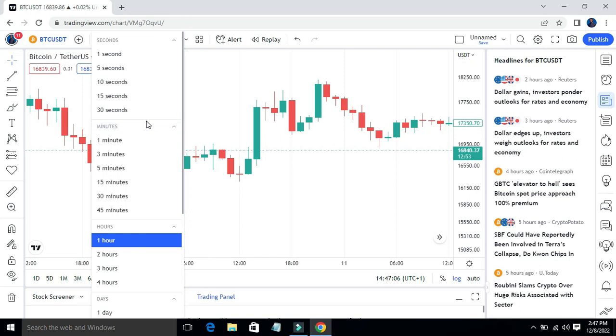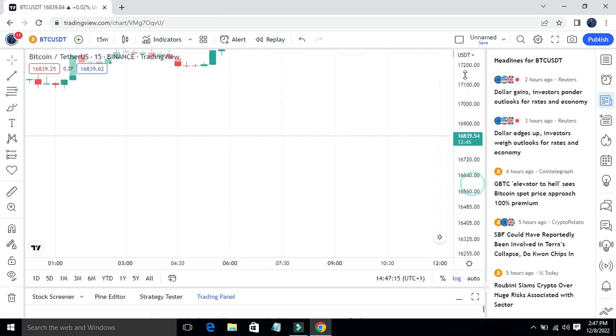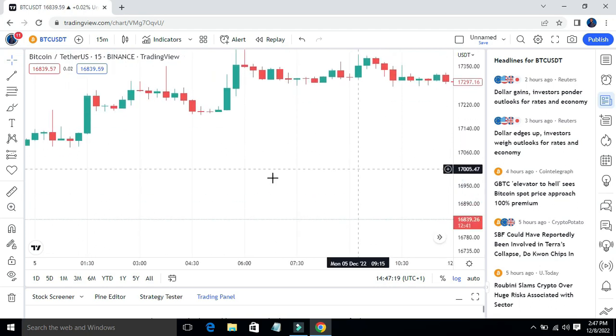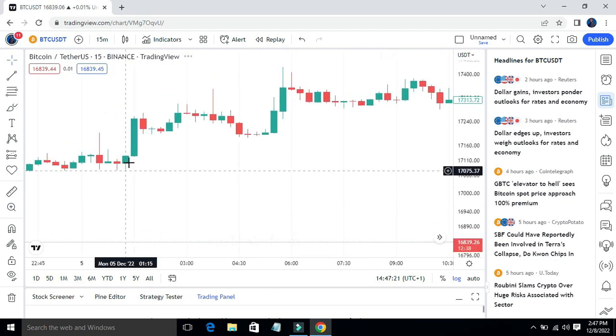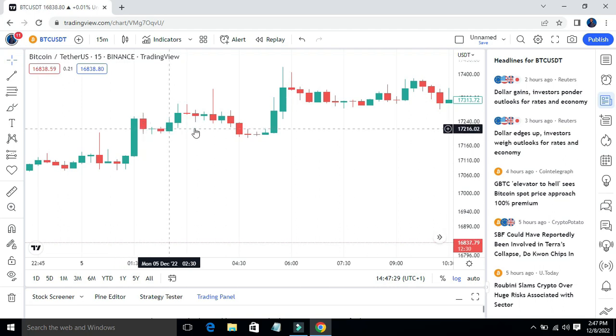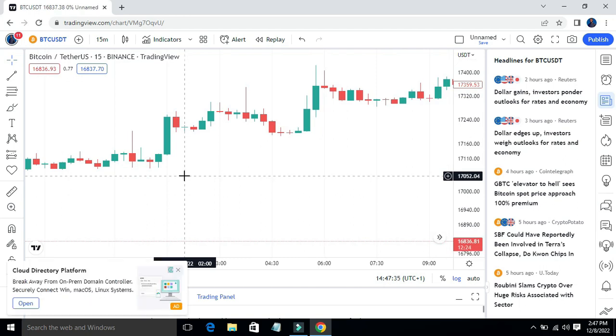Let me switch to the 15 minutes time frame so you can see. So each candlestick now represents 15 minutes in the market. Let's say this one opens here. After 15 minutes, it ends here, and another one opens after 15 minutes. This one ends, and another one opens.